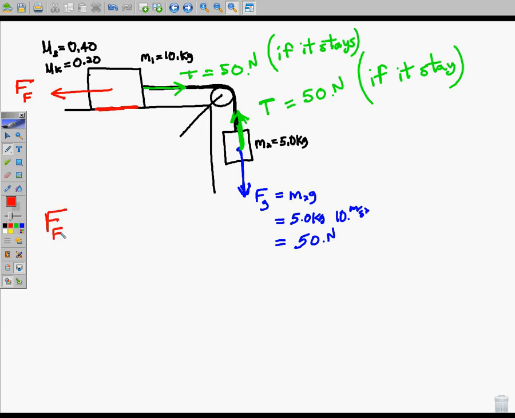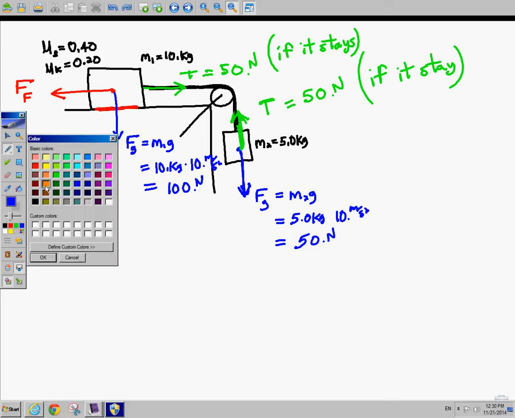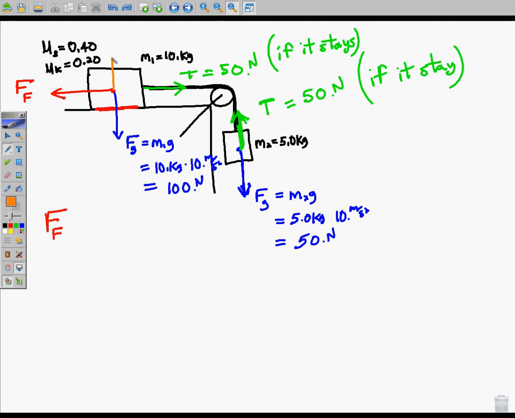So, looking over at this second object right here, which I'm calling M1, we know that M1 has a weight force, Fg equals M1 times g. M1 is 10 kilograms. g is 10 meters per second squared. So Fg of the M1 mass is going to be 100 newtons. And since that object is not falling through the table, we know that the normal force holding it there is going to be exactly as much as the weight force, 100 newtons.